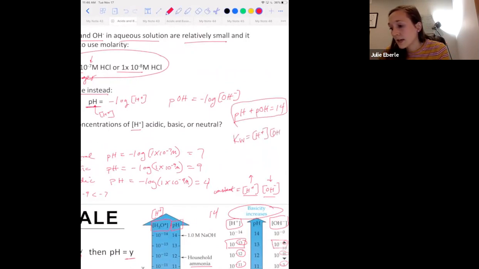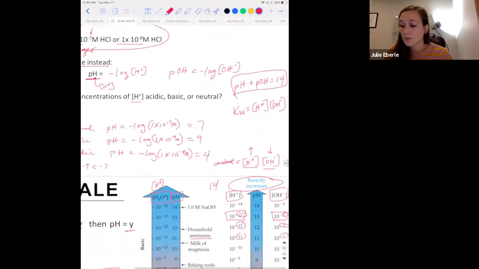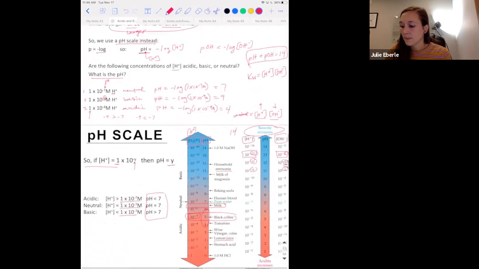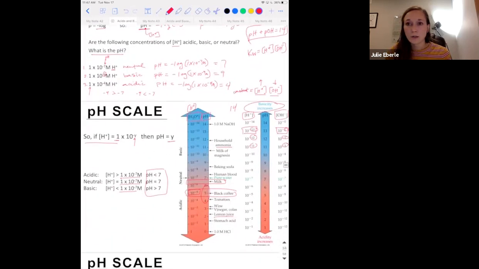These equations kind of operate along similar lines, and you'll find you can often arrive at the same answer using pH plus pOH equals 14, or KW equals the concentration of H plus times the concentration of OH minus. Okay, so these are two equations I would be familiar with. All right, any questions so far on pH?